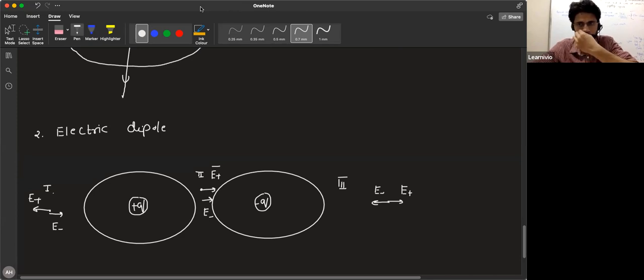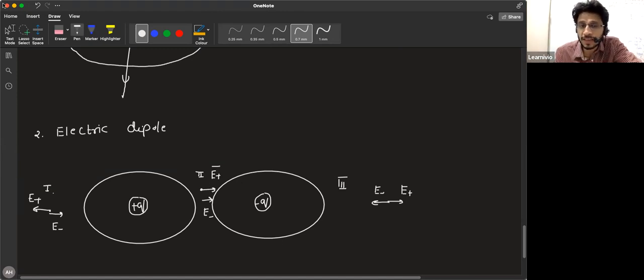Minashi, in which region should the separation between the surfaces be minimum? Region 2. No, Alia. In region 2, the strength is maximum.